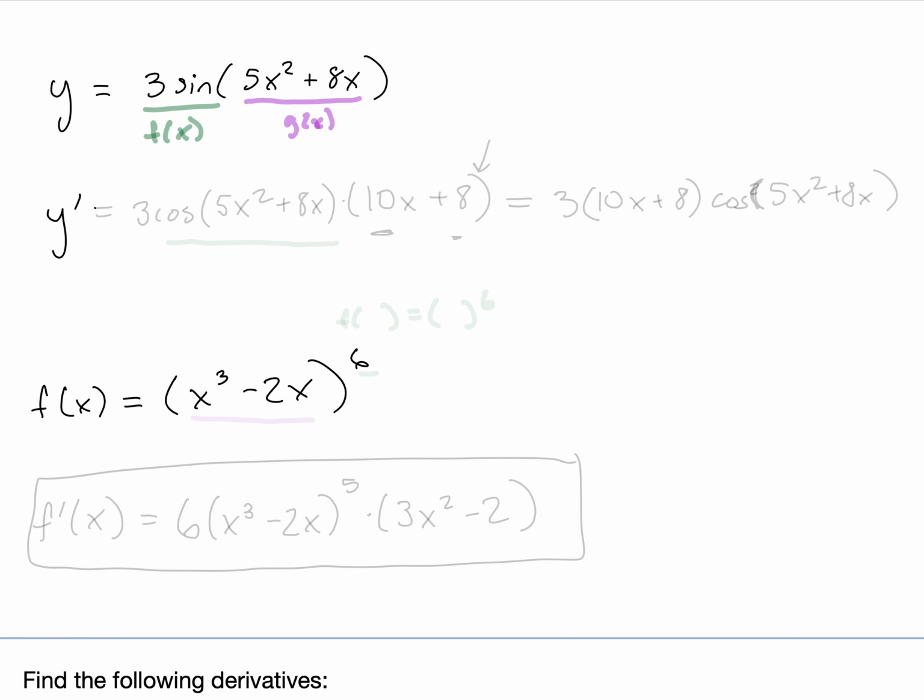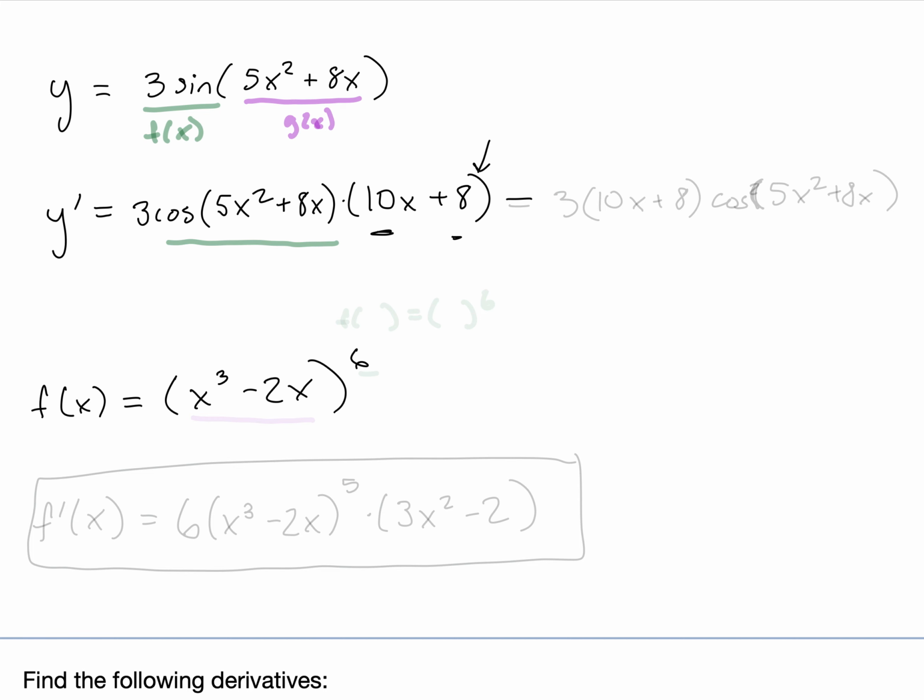So y prime: the derivative of 3 sine of something is 3 cosine of that something. Now we leave the inside function alone, 5x squared plus 8x. And now we multiply by the derivative of the inside function. The derivative of the inside is 10x plus 8, and you do need those parentheses, so don't forget them. It is not the same value if we don't have the parentheses, because without the parentheses, all of this is just multiplied by this piece and not by this piece.